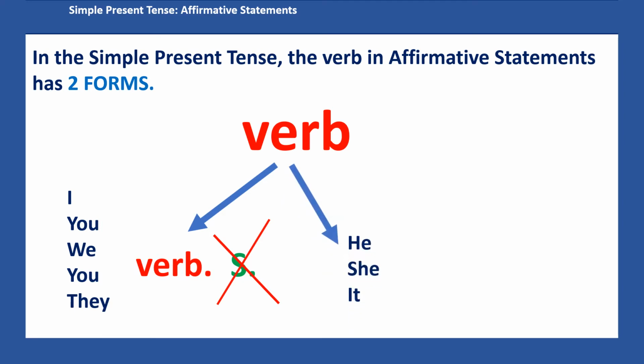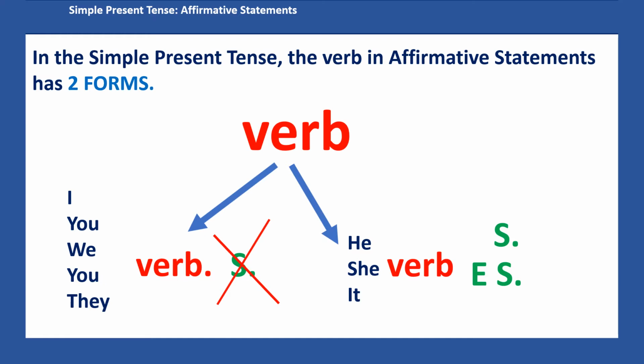But if you have the subjects he, she, it, we need to add an S. So we say he works every day. She works every day. It works every day. Most verbs, you just add an S, but there are some verbs that are different that you have to add ES. So that's what you're going to learn now. You're going to learn which verbs you add ES to when you have the subject he, she, and it.